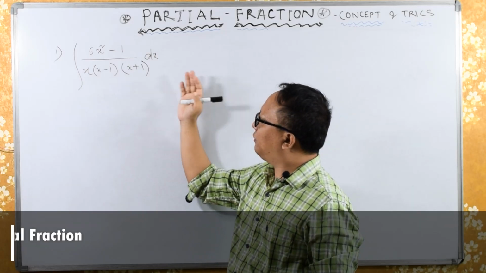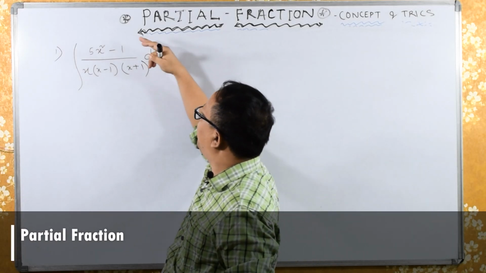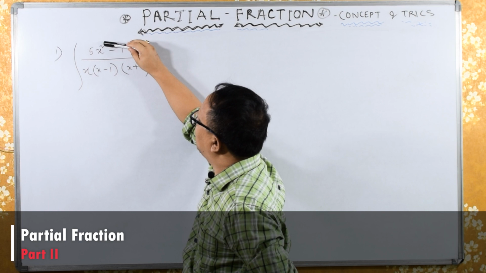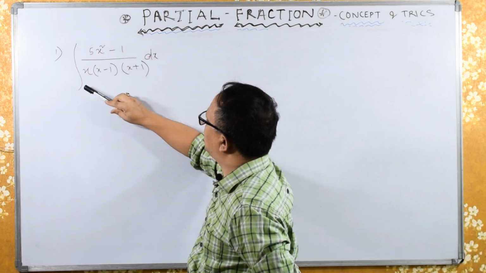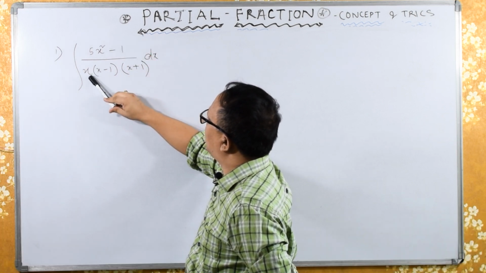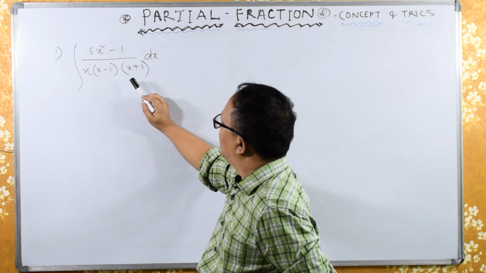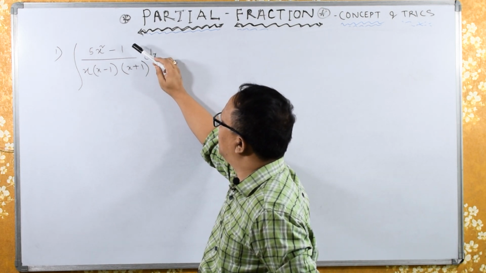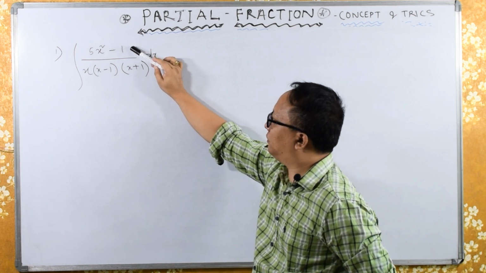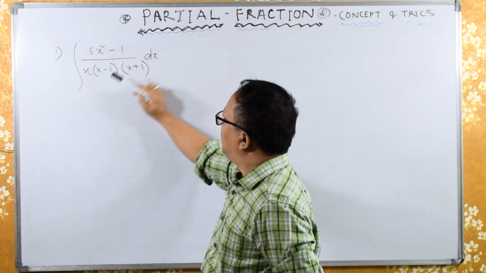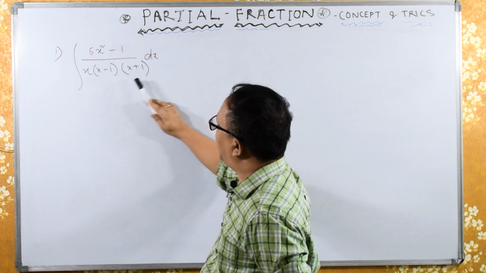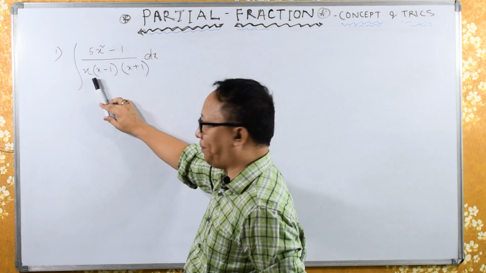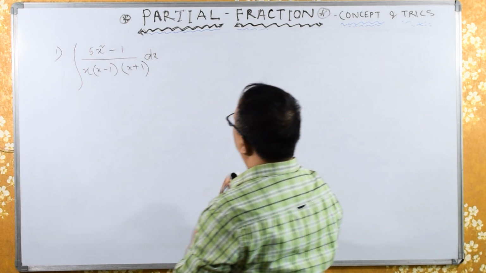Let's take an example for this. Now here the numerator degree is what? X square, and the denominator degree is 3. So the degree of the denominator is greater than the degree of the numerator. Now these are all linear. Since it is linear and non-repeated, we can apply partial fractions.